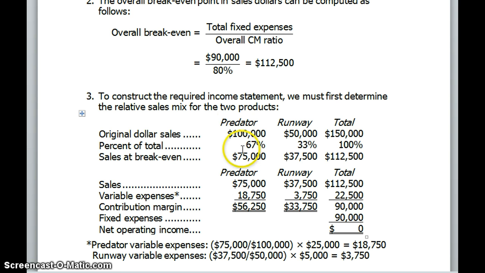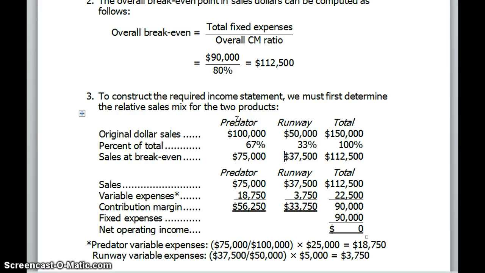Part 3 asks us to recalculate the income statement for this company at this overall break-even point, using the contribution format income statement. In other words, prove out what we've done. With sales revenue of Predator being $75,000, Runway $37,500, total sales revenue is $112,500. We then need to determine the variable costs. What we do is we take the variable expenses in the same ratio that we had originally.